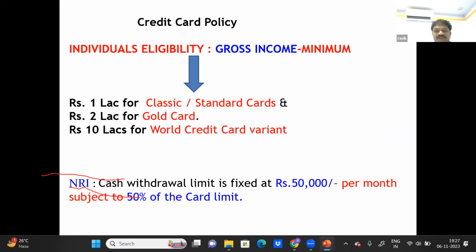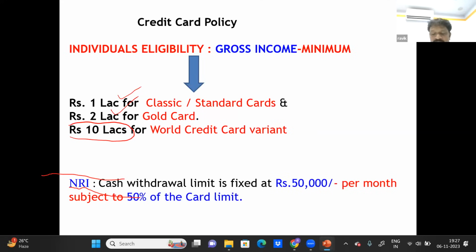Now, individuals. When individuals apply, I already told you 30% of gross income. But remember, when an individual applies, how much income should he have? Minimum gross income: for classic and standard card, only 1 lakh is enough income. Gold card means 2 lakhs. And world credit card means 10 lakhs. Very, very important to remember this answer. All three you have to remember, but I am expecting, if at all a question comes, the world credit card.